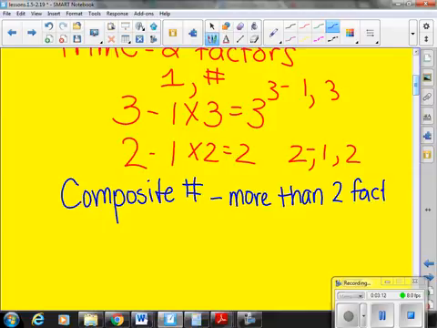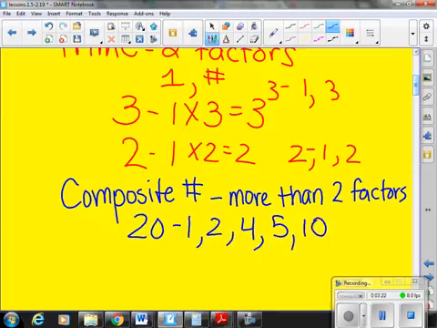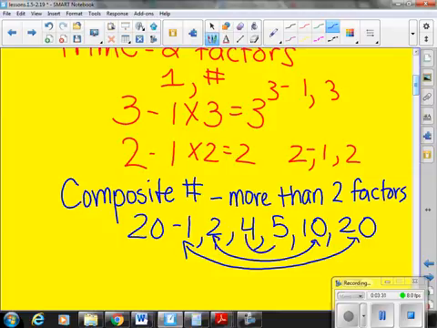Okay? So some examples would be the 20 that we used above. Why? Because 20 has 1 and 2 and 4 and 5 and 10 and 20 as factors. Again, you can multiply 1 times 20, 2 times 10, and 4 times 5 to get 20. So because of that, 20 is considered a composite number.